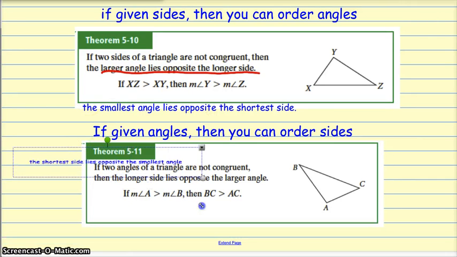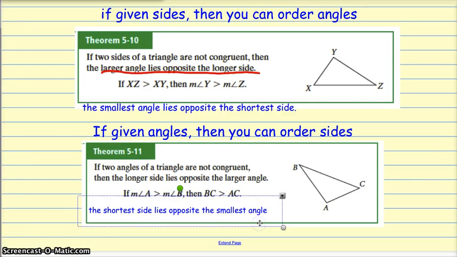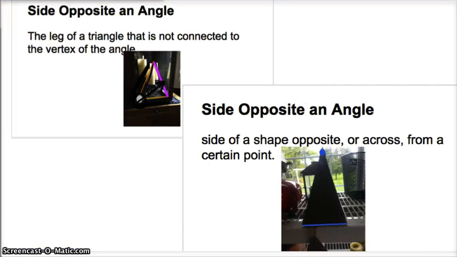And then here's one more thing to jot down. So longer side lies opposite the larger angle. Shortest side lies opposite the smallest angle. So it all depends what you're given first. I copied the pictures that I had from the previous lesson to show side, opposite, and angle. When we talk about opposite, you're going across the diagram. I really like this second one because it's highlighting that here's the angle, here's the side that's opposite, and it's going across from a certain point.